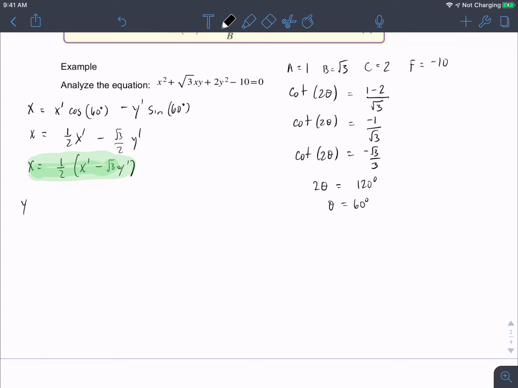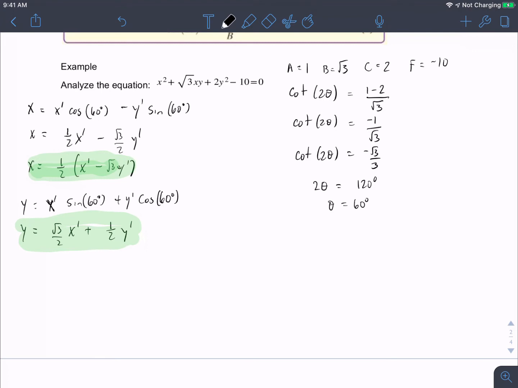And then y is going to be x prime sine of 60 degrees plus y prime cosine of 60 degrees. And then that's going to be y is equal to radical 3 over 2 x prime plus 1/2 y prime. And again, we want to remember that, so just kind of highlight that. And then we're going to substitute that into the original equation.